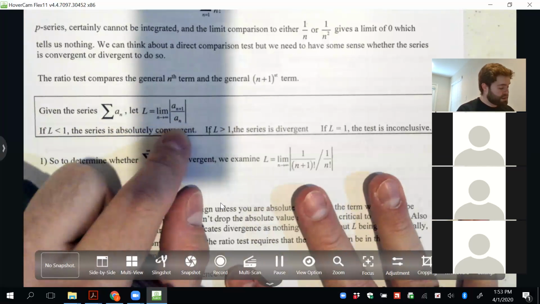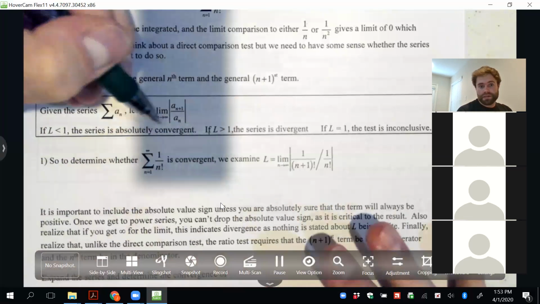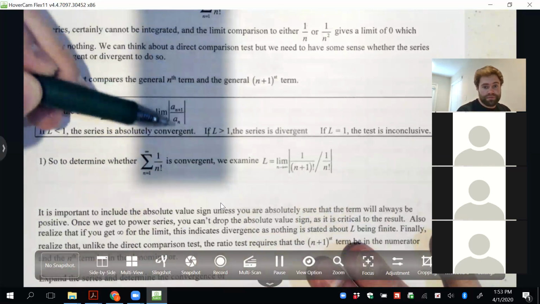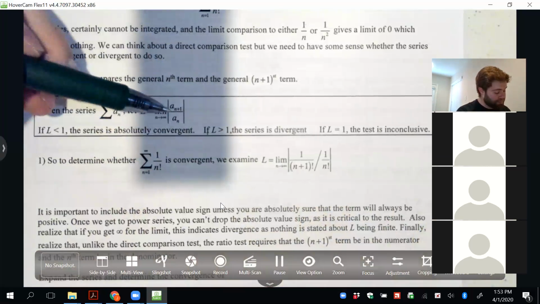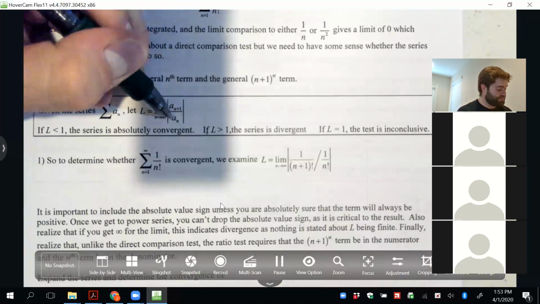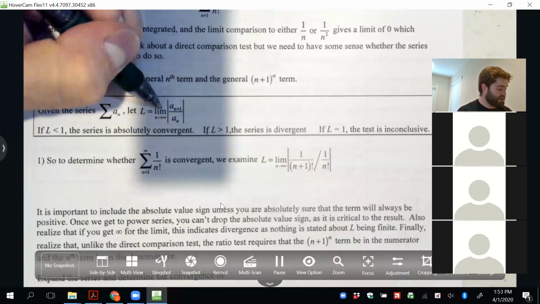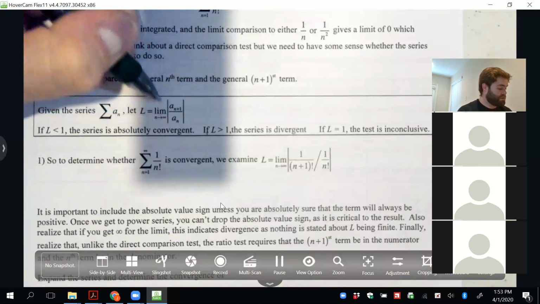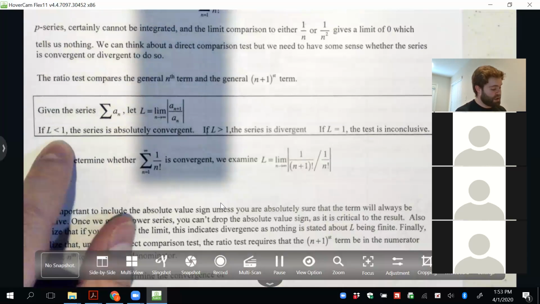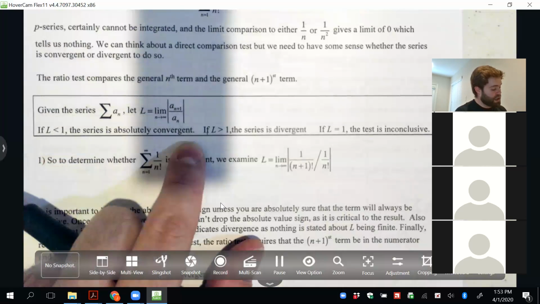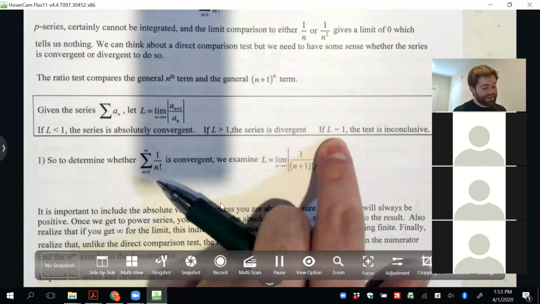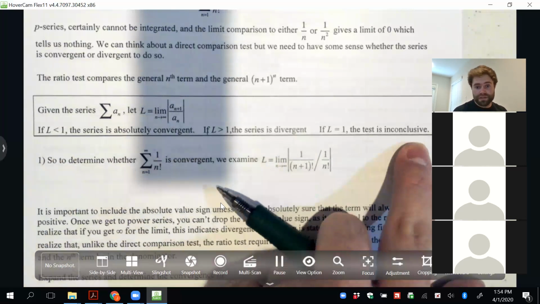Here the order does matter. When we did limit comparison test, it didn't matter which one was on top, but here, a sub n plus 1 goes over a sub n. So you're just finding the limit as n approaches infinity of that absolute value. If that limit is less than 1, it will be absolutely convergent. If that limit is greater than 1, it is divergent. If that limit equals 1, it is inconclusive and doesn't tell us anything.